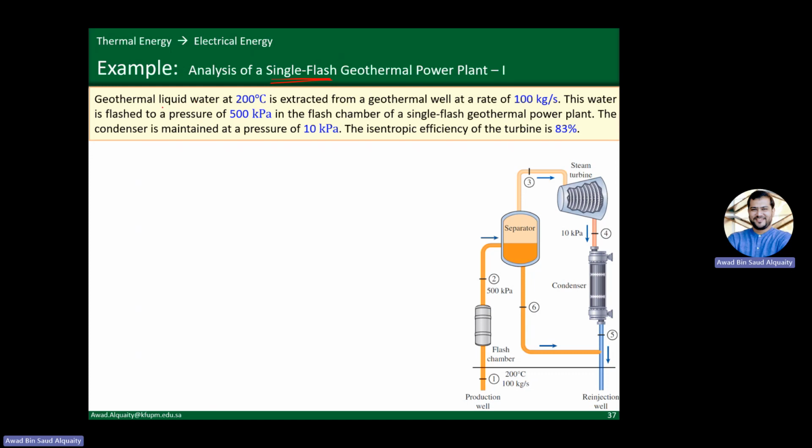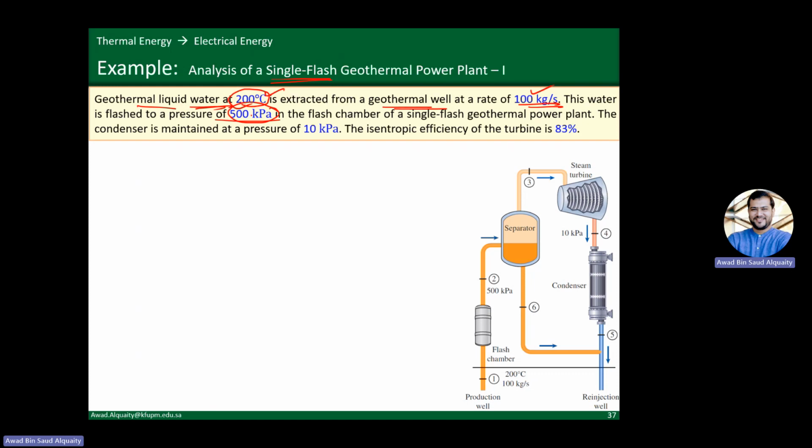Here we are told that geothermal liquid water at 200 degrees Celsius is extracted from a geothermal well at a rate of 100 kilogram per second. So we know the temperature and the rate at which it's extracted. Now this water is flashed to a pressure of 500 kilopascal. It's presumably high pressure water, simply because it is still in liquid state at 200 degrees Celsius, so the pressure is of course much higher than atmospheric pressure.